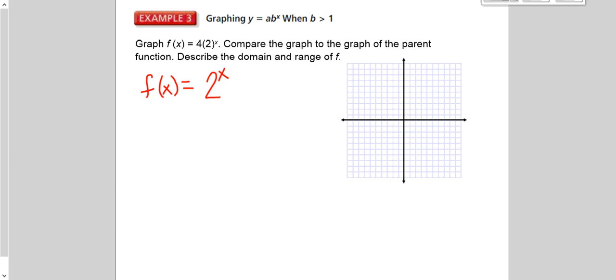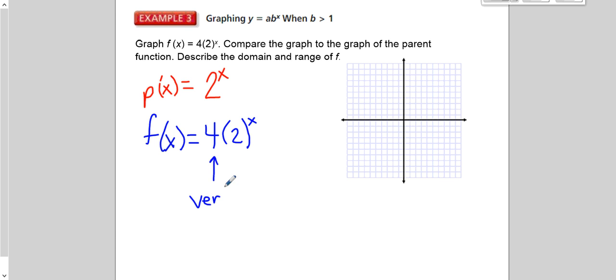And let's call this p for parent function. If the parent function is 2 to the x, and our f of x is 4 times that, multiplying a function by a number gives us a vertical stretch by 4.